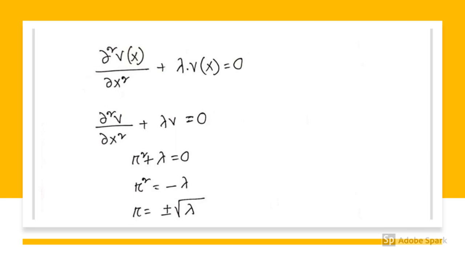So this part is to find the r. ∂²V/∂x² plus lambda V equals 0, so r² plus lambda equals 0. So r² equals minus lambda, so r equals plus or minus the square root of minus lambda.